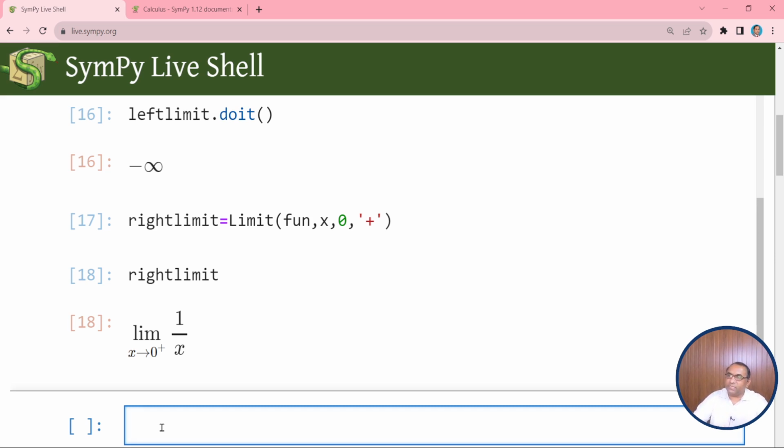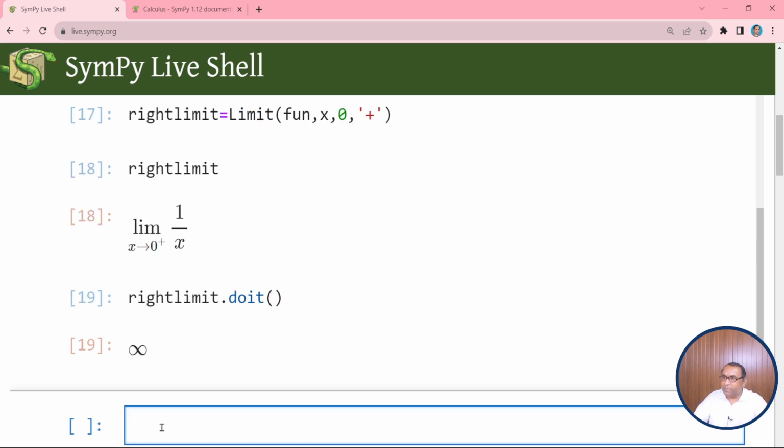For further simplification, we will use right limit, then the doit function, and this will simplify the above expression. So this is the required value, and you can see the left limit and right limit are both different, so the limits are not equal.